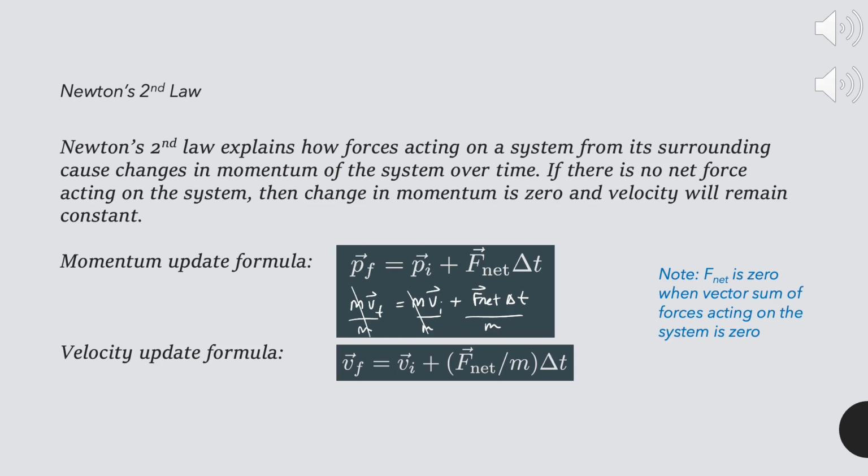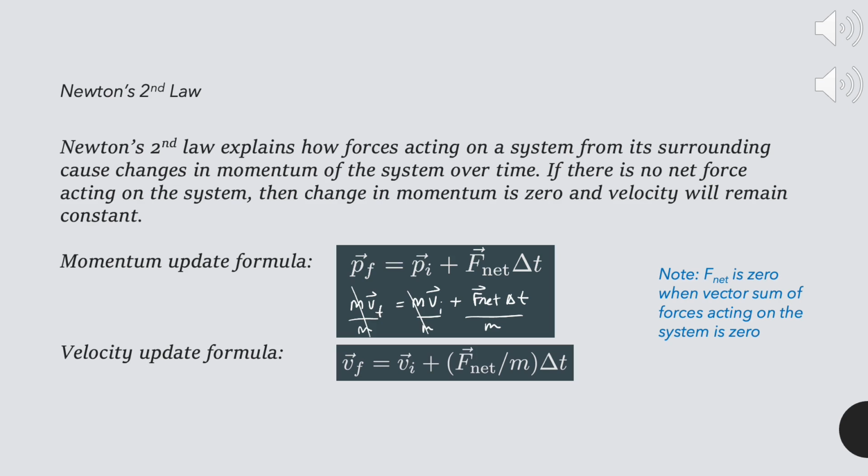Newton's second law explains how forces acting on a system from its surroundings cause changes in the momentum of the system over time. In this experiment, the system in question is a trolley. If there's no net force acting on the system, then the change in momentum is zero and the velocity will remain constant. This can be seen by the momentum update formula, which is: final momentum is equal to initial momentum plus F net times delta t.